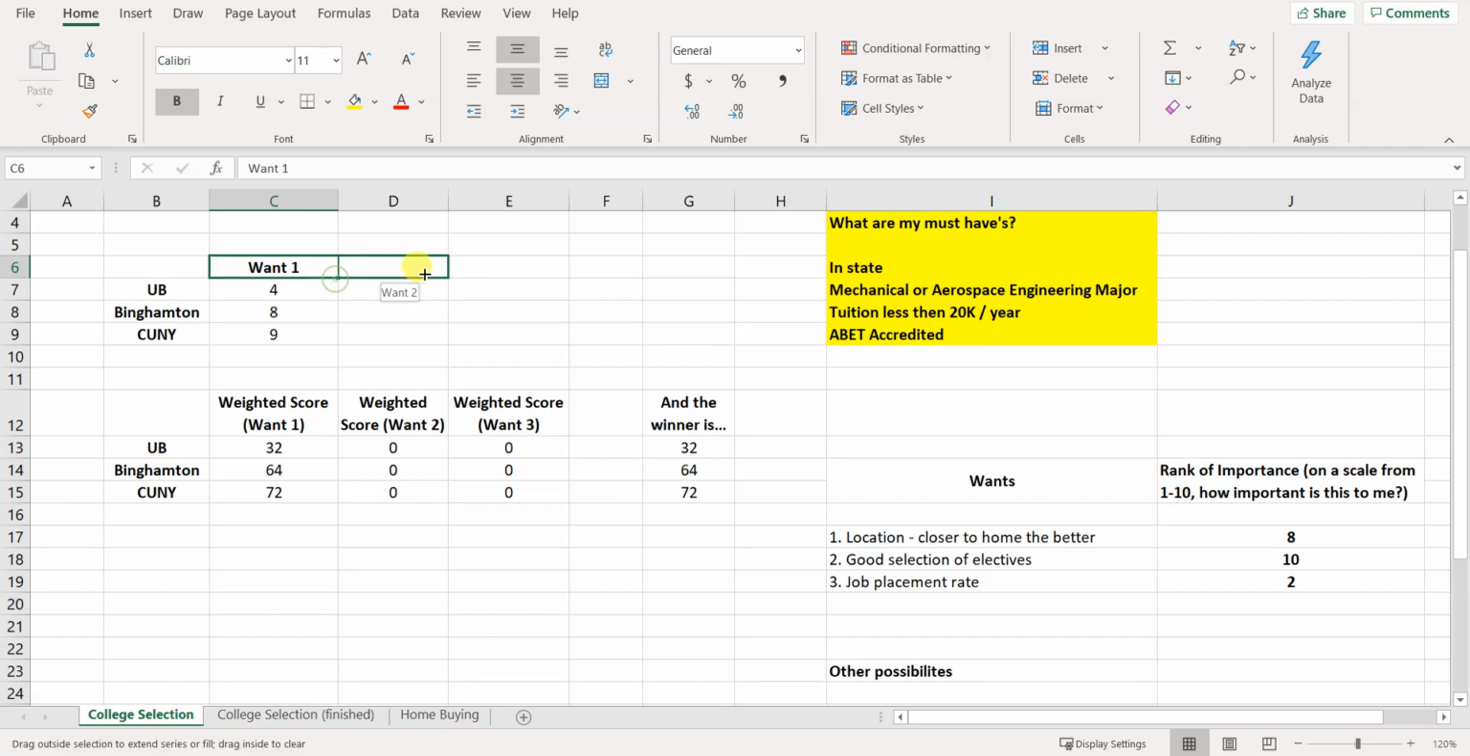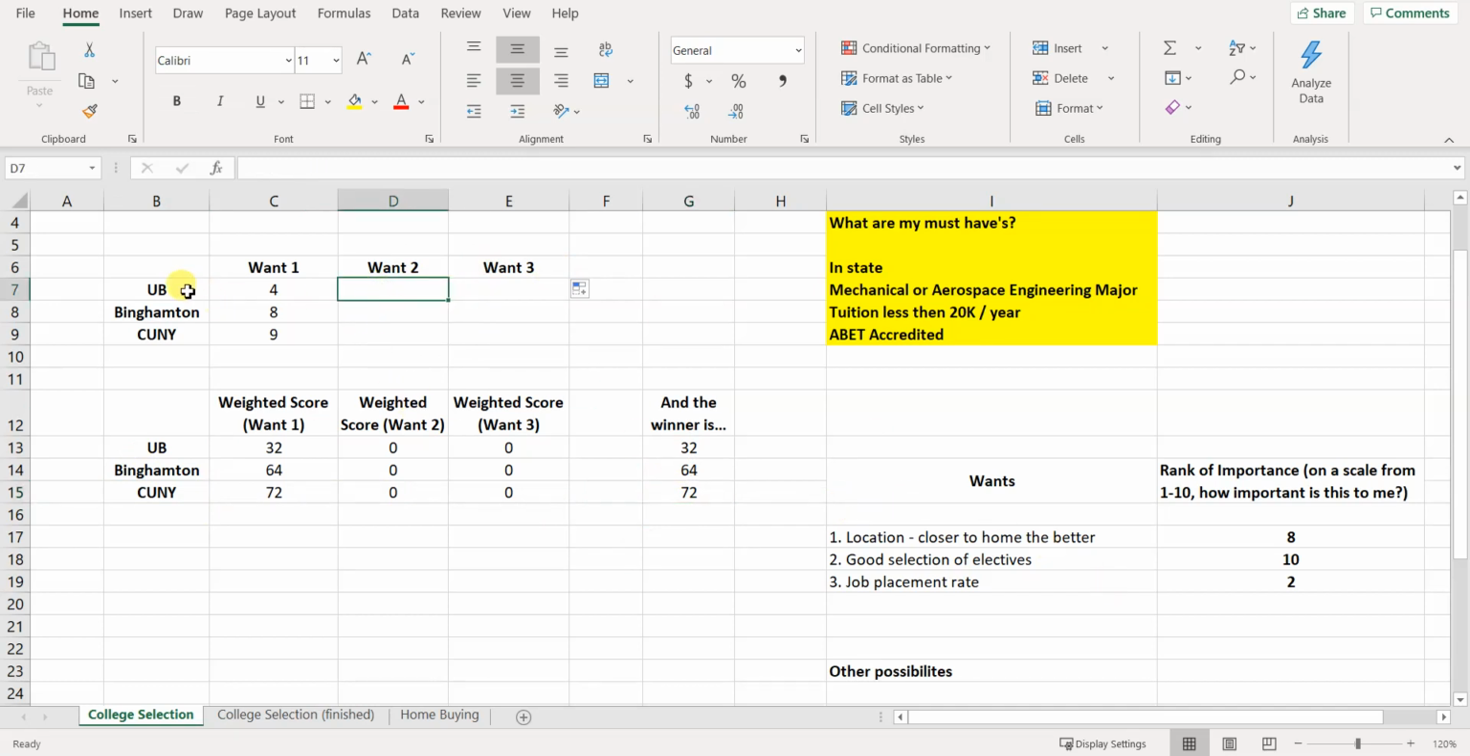So what we're going to do now is extend this and go through the other things. I'm going to move at a little bit of a faster pace since you guys kind of see what's going on. Right now, based on this one, you can see which one's in the lead. Obviously, City University is, because it's got a higher score. But we have to weigh out the other wants and how they affect the decision.